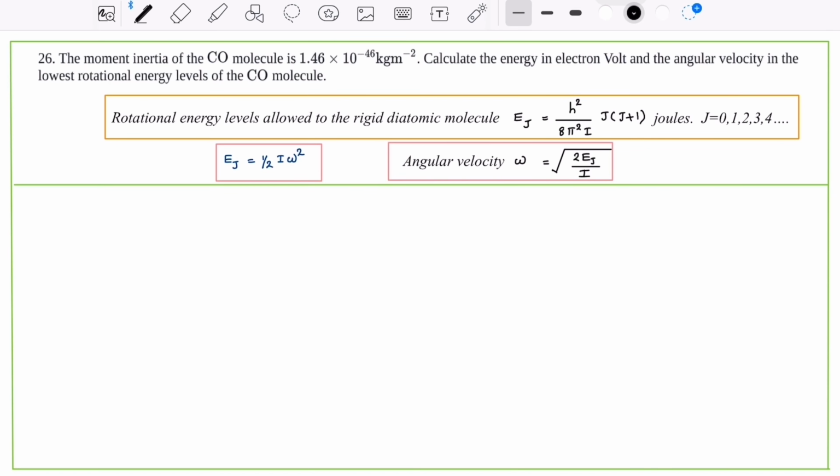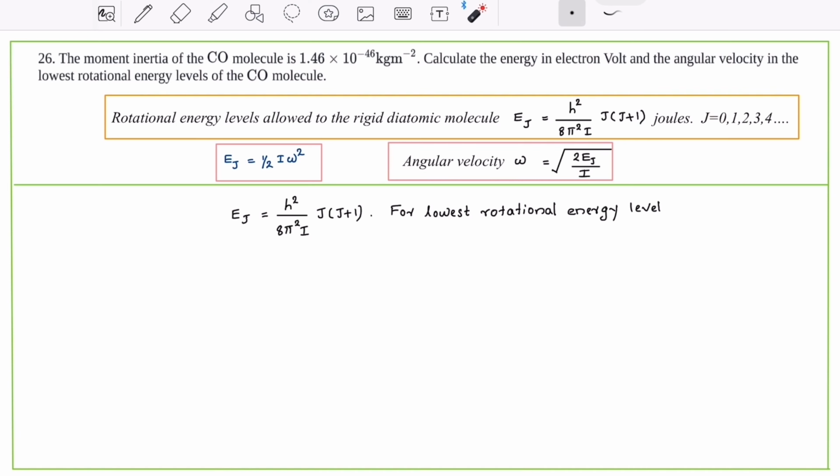energy level. We have the rotational energy levels allowed to the rigid diatomic molecule EJ is equal to h square divided by 8 pi square I into J into J plus 1 joules, where the value of the rotational quantum number varies from 0, 1, 2, 3, etc. Now for the lowest rotational energy level, the value of J is 0.